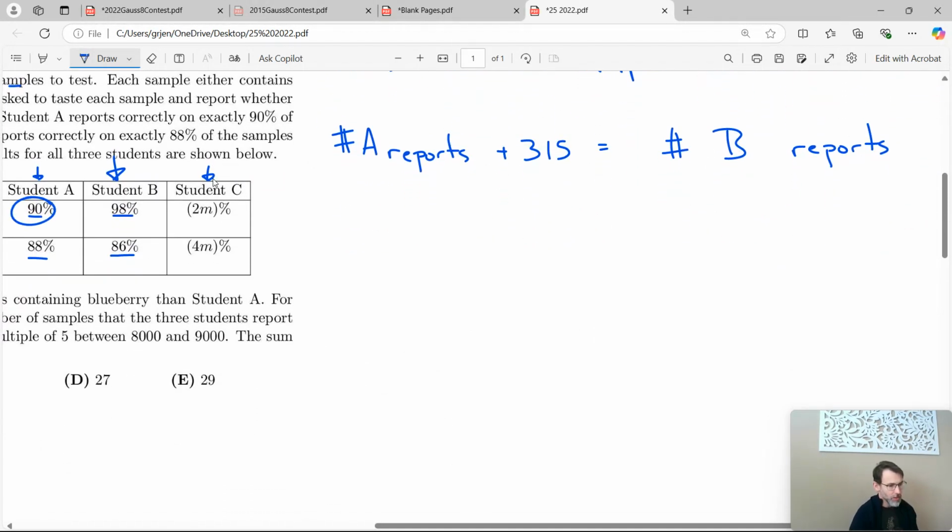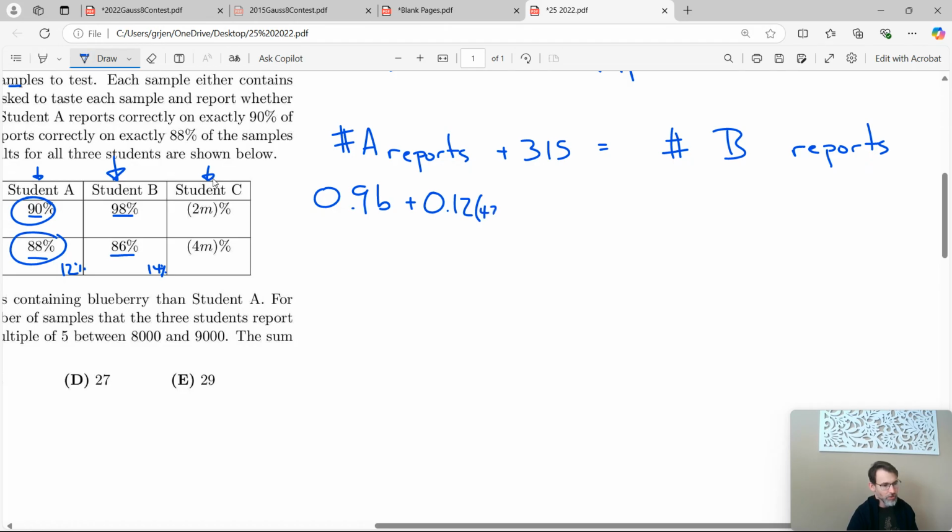90% of the time, when blueberry is present, here's 90% as a decimal, A says blueberry is there. But A also says blueberry is there 12% of the time when it's not. So 100 minus 88 is 12%. Okay, this one's going to be 14 in just a second. All right, so how often does that happen?